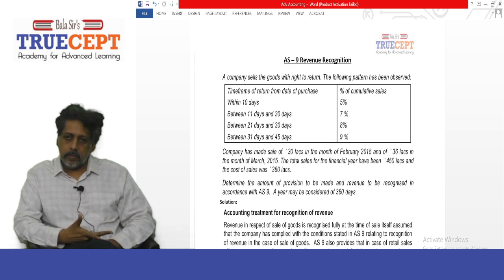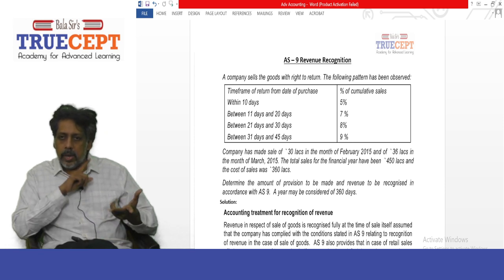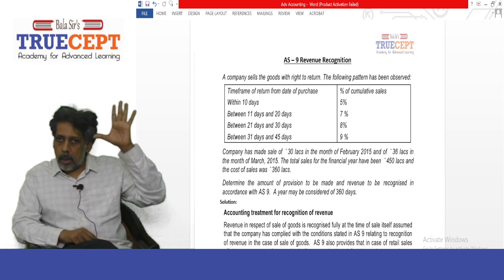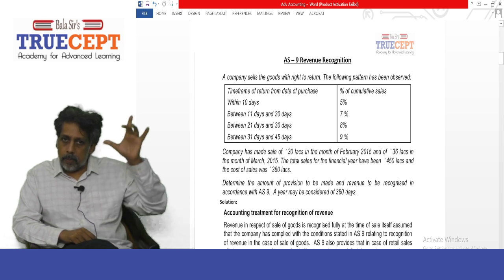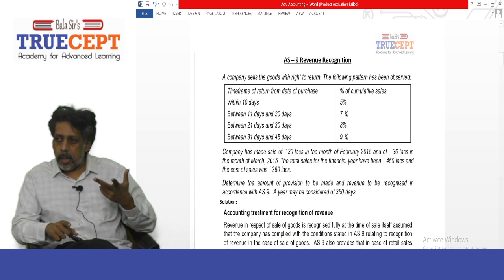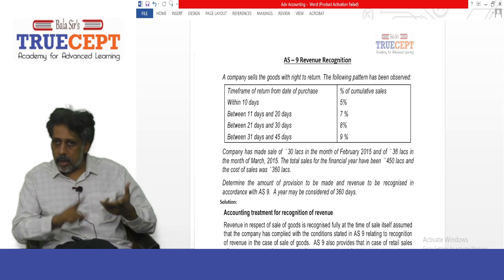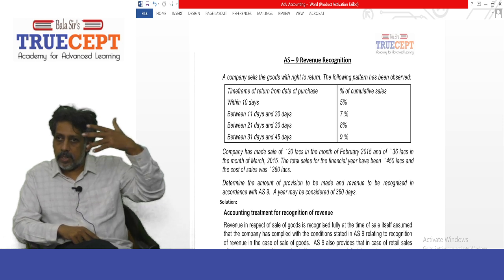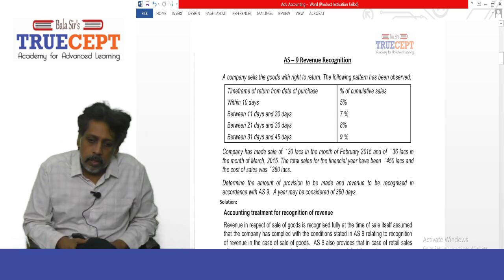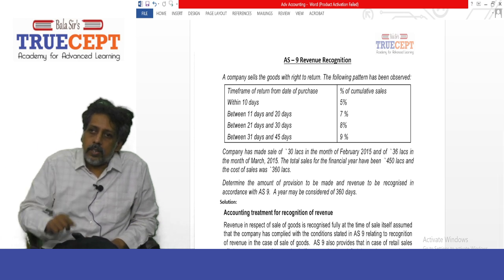Next. Determine the amount of provision to be made and revenue to be recognized in accordance with AS 9. A year may be considered as 360 days. So why should you make a provision? Because there is a chance of customers returning the goods in the next 45 days, right? Example, suppose the goods were sold on 30th March. The goods can be returned in the next 10 days in April, another 10 days in April, that is all in the next year. In the next 45 days, the goods may be returned by the customers, because the customers have the right to return the goods.